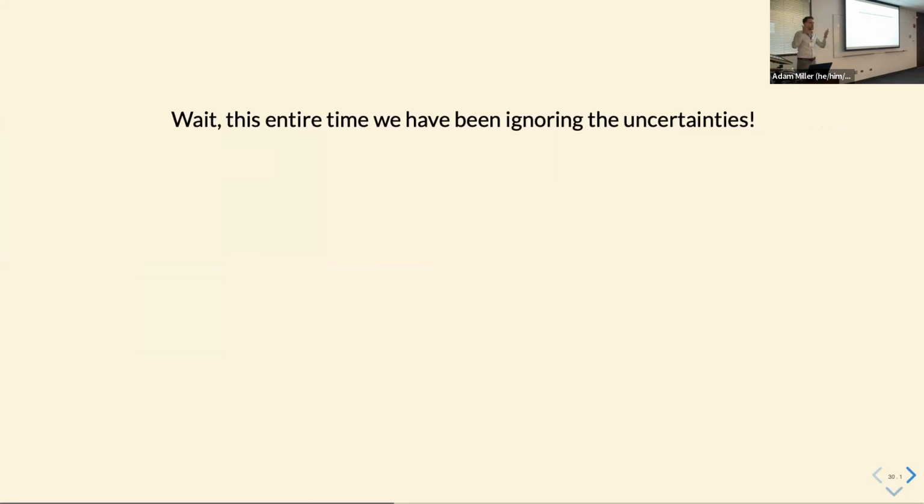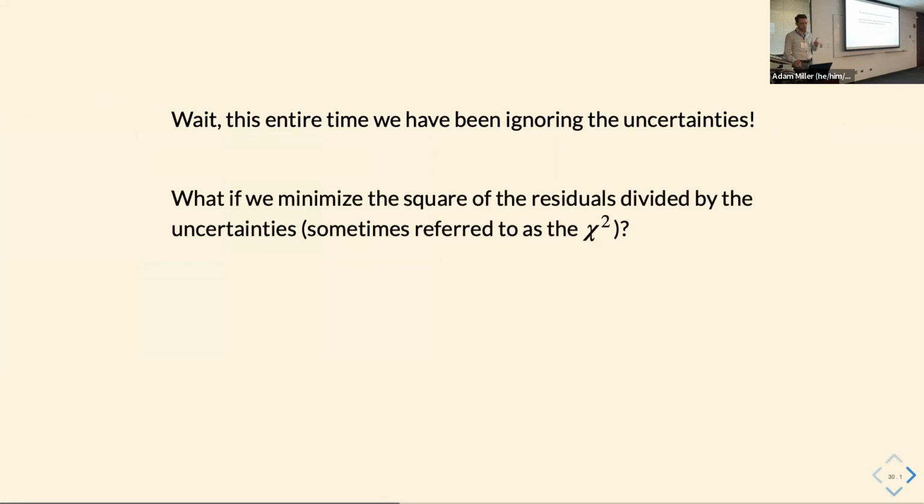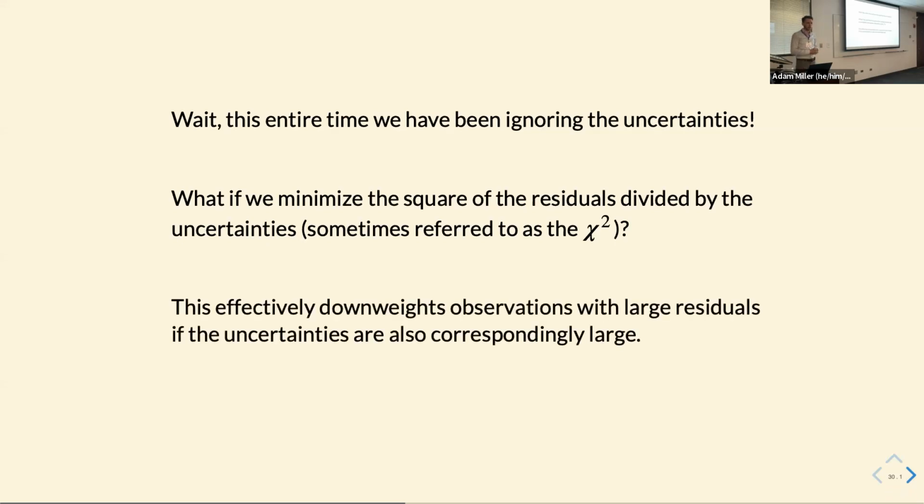Okay, all right, so, wait. Beginning of the talk, I said, don't forget the uncertainties, and we haven't considered those at all. That's not good. All right, maybe best fit is if we minimize the square of the residual divided by the uncertainties. Because then, if you have some observation with some incredibly large uncertainty, even if it is quite far from best fit, it will not have a lot of influence on your final result. Sometimes this is referred to as the chi-squared. We'll come back to that. So in doing so, we can actually downweight, right? We can say things with very large uncertainties have less influence on the final outcome.